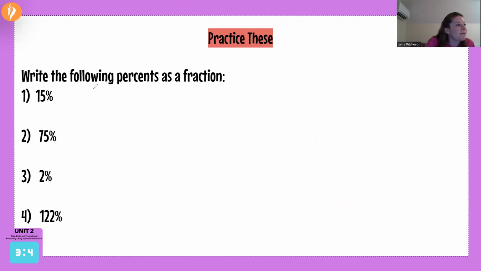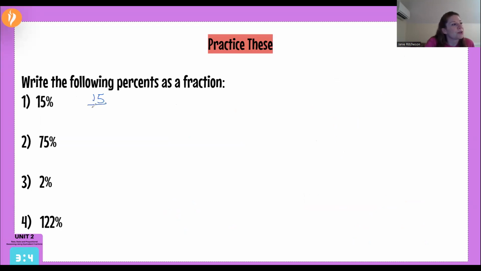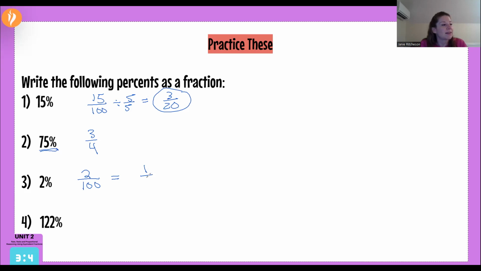All right, so the first one, we have 15/100ths. All percents are compared to 100. We can divide both of these numbers by 5, and we get 3/20ths. 3/20ths is equal to 15%. 75, hopefully you know this one by heart. 75 over 100 is 3/4. If you ate 75% of a pizza, you ate 3/4 of it. 2%, 2 compared to 100 is the same thing as 1/50th.